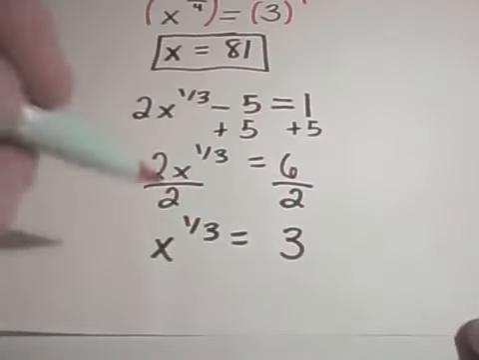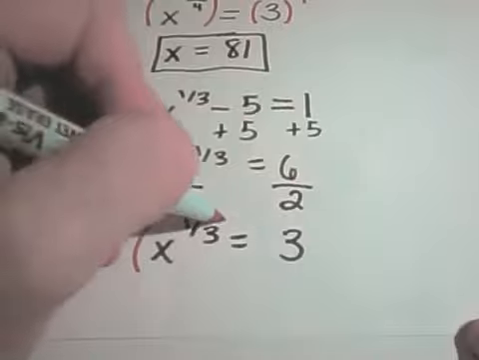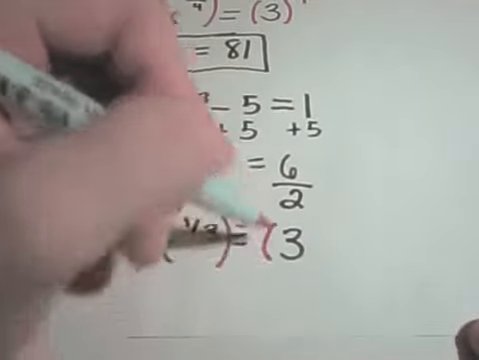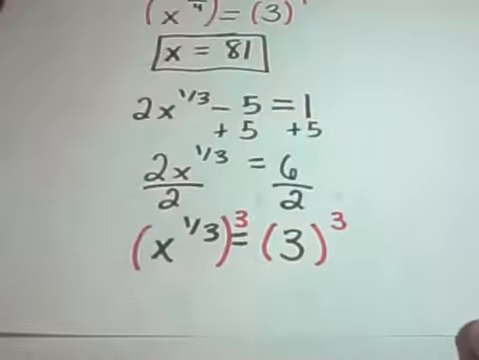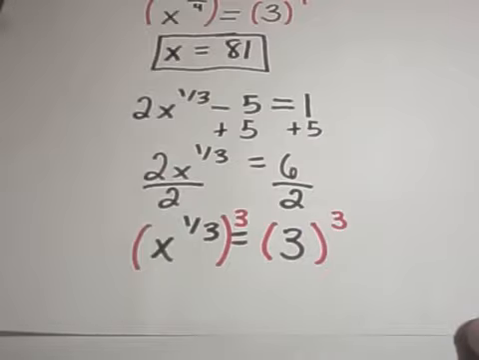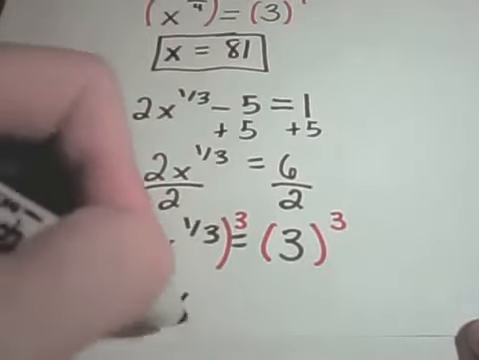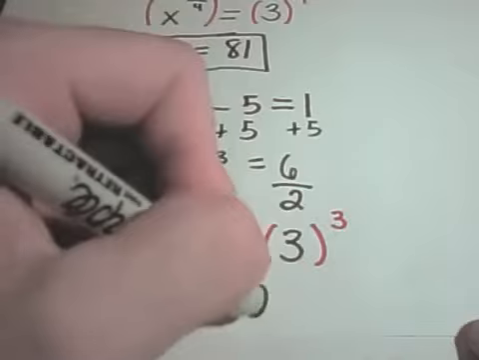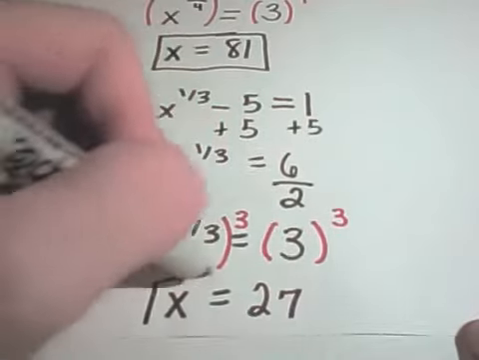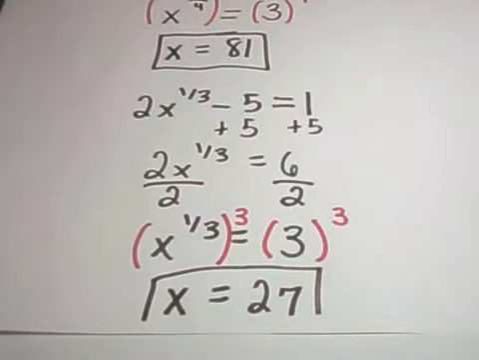And now, just like before, to get rid of the 1/3 power, I'm going to cube the left side this time, and I'm going to cube the right side. Well, 1/3 times 3 is x to the first. 3 cubed is going to be 27 as our solution.